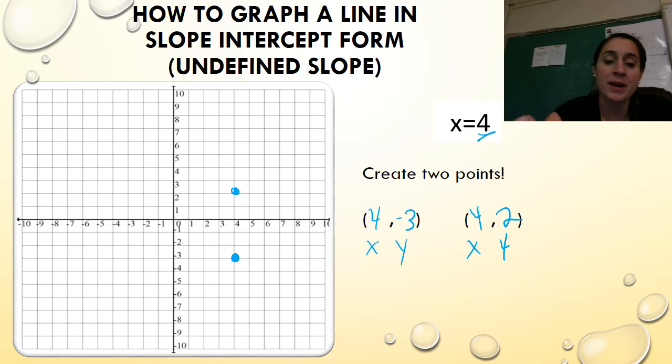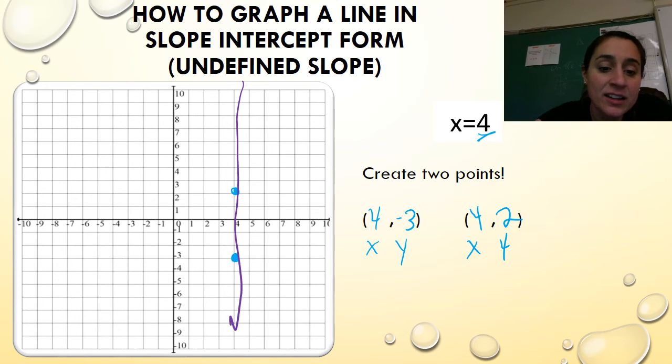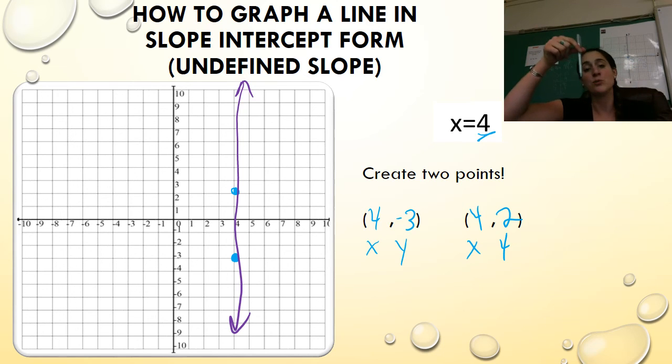Now I have to draw my line, and look. It's an undefined slope because, as we know from Slope Dude, it's going vertical.